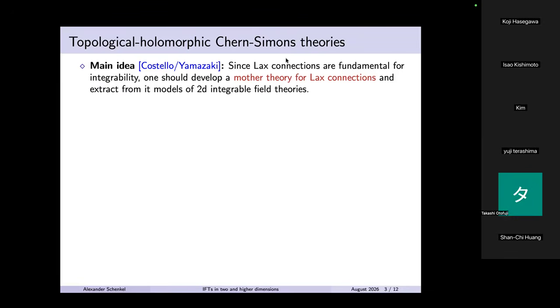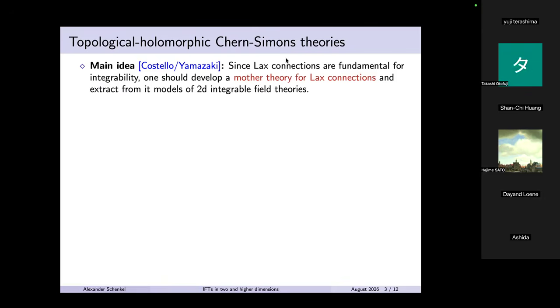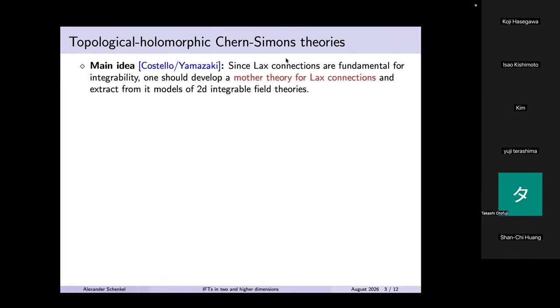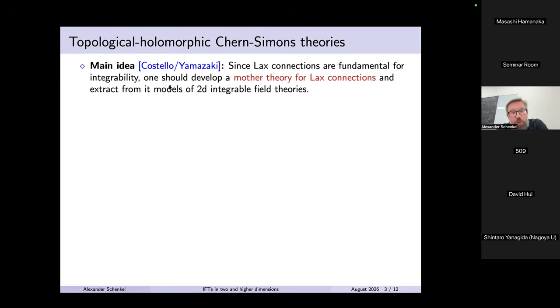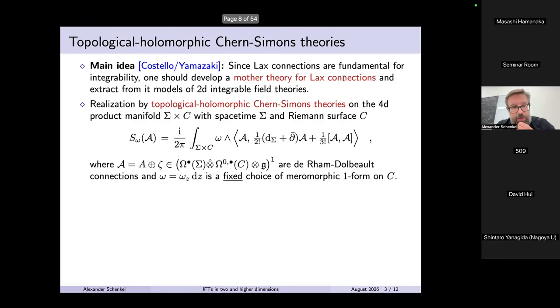Since Lax connections are very fundamental for integrability, because they provide the conserved charges, they provide the kind of tools in order to construct explicit solutions, one should try to develop a mother theory describing Lax connections, and then from this mother theory extract models of two-dimensional integrable field theory. So it's kind of turning around the traditional approach. Traditionally, you start from some PDE for your fields, and you try to construct the Lax connection. Costello and Yamazaki say, go the other way around. Develop a theory for Lax connections and extract from it integrable field theories.